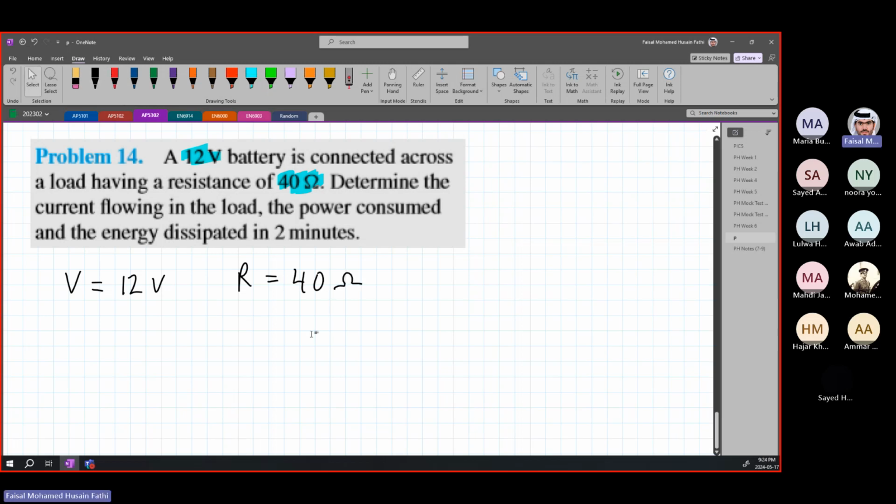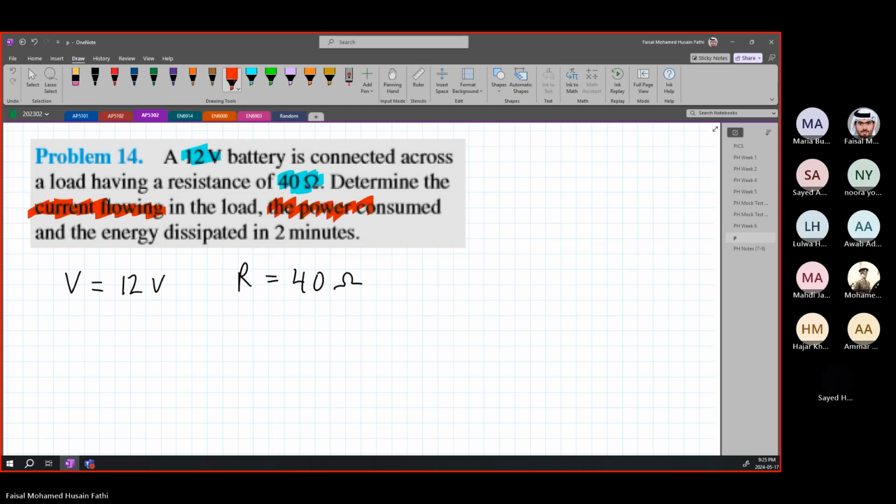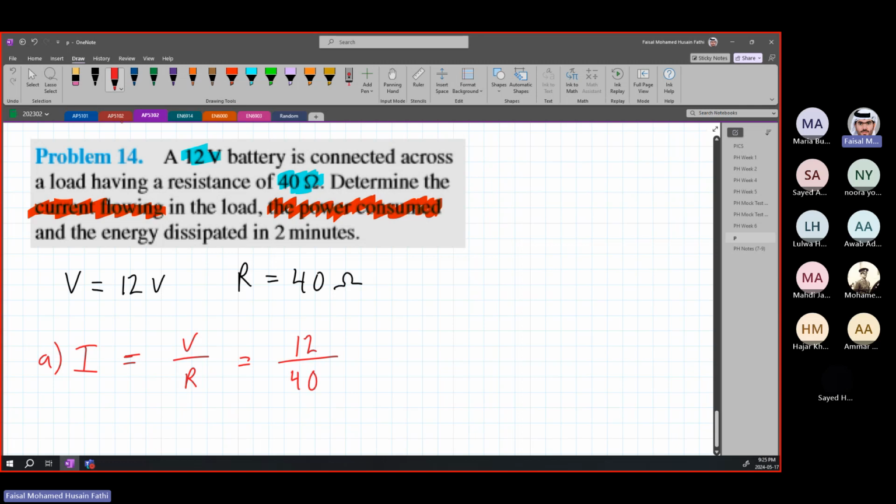Before even reading the question, we know we can find current, we know we can find the power, all of that because we have two of the unknowns and we can just plug into equations. So let's see what the question wants. It says determine the current flowing in the load. That's the first thing we need to find, current flowing. The power consumed, that's the second thing, power consumed. So the first thing they want us to find is current. Let's find that. So if we are using the equation, the triangle, it's equal to V divided by R, which is 12 divided by 40 since the units are correct. So it is equal to 0.3 amperes. Done with the first part.